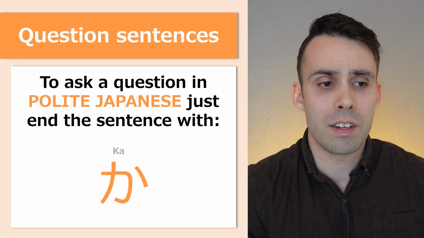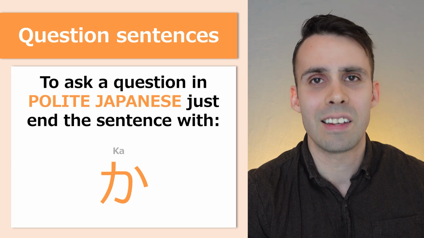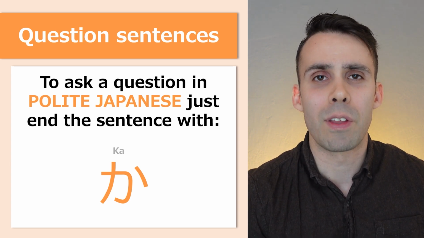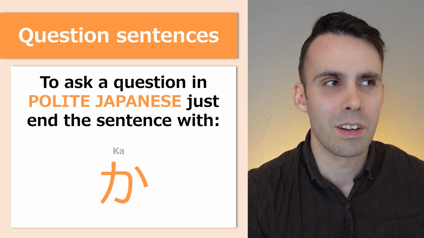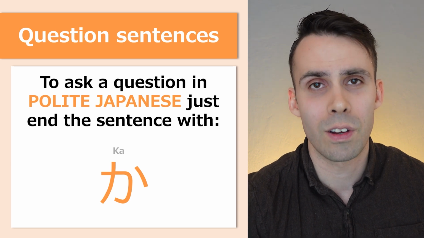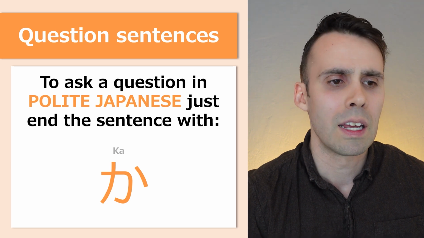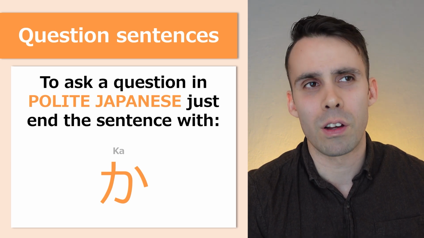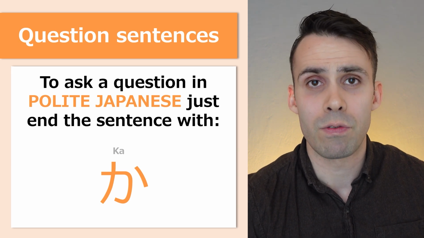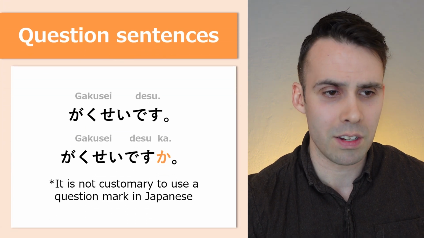Moving on to question sentences. It's very simple. To ask a question in polite Japanese, just end the sentence with ka. But there's a little bit of a catch now, because what is polite Japanese? Well, polite Japanese is what we are learning at the moment. We start with what we can call masu form, and that before moving on to more casual Japanese, which you might use with your friends. So that's something to be aware of.